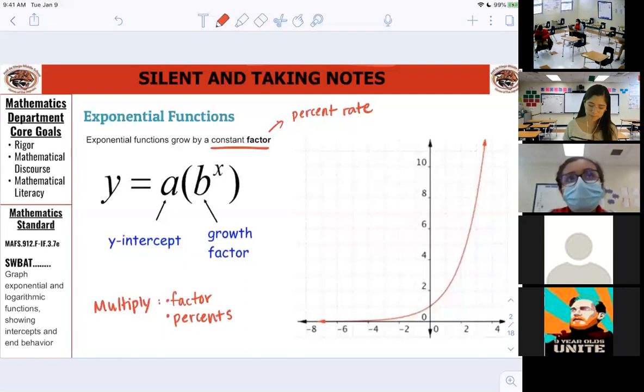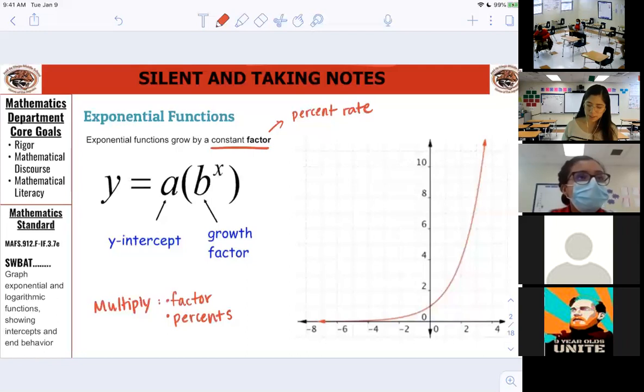Those are key words. And the general form, or the standard form of an equation for an exponential function is y equals a times b to the power of x, where a is the y-intercept and b is the growth factor. So just like we looked at in the previous problem, we have the y-intercept and then the growth factor.